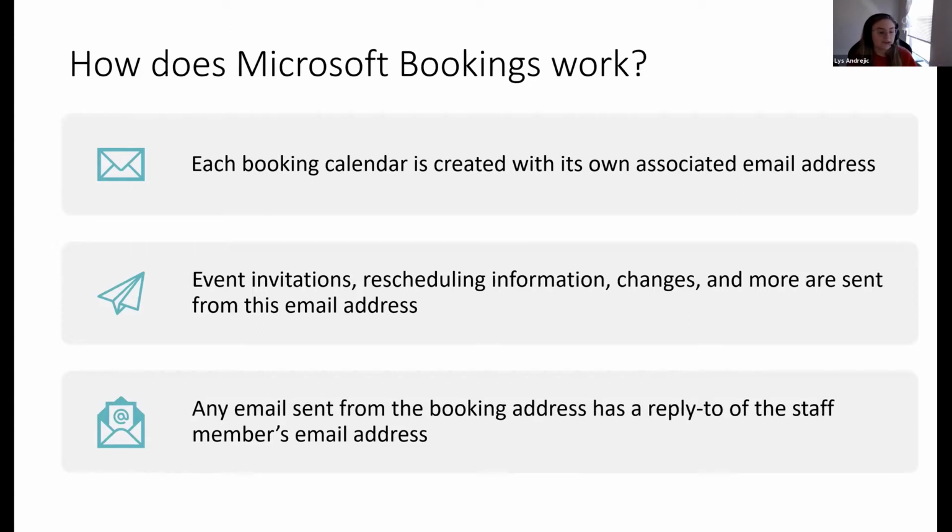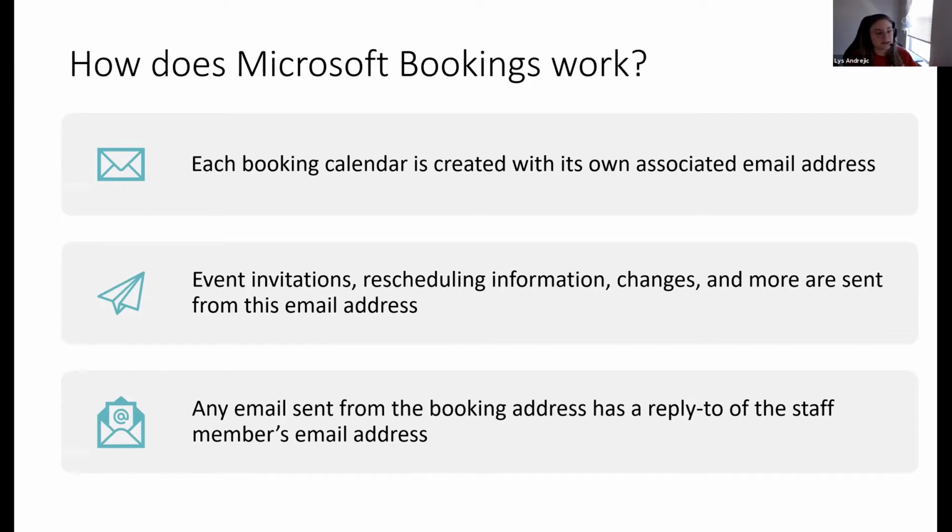So we've had a few questions from users that have stated, okay, I see that there's an email address associated with the booking. I see that it sends emails out. What happens when a user tries to email that email address? To make it simple, what Microsoft has done is they've updated the headers within those emails. So every reminder, every update, every change that is sent from that booking address, if a student or user responds to that email, the reply to is actually associated with the staff member that is assigned to that booking.